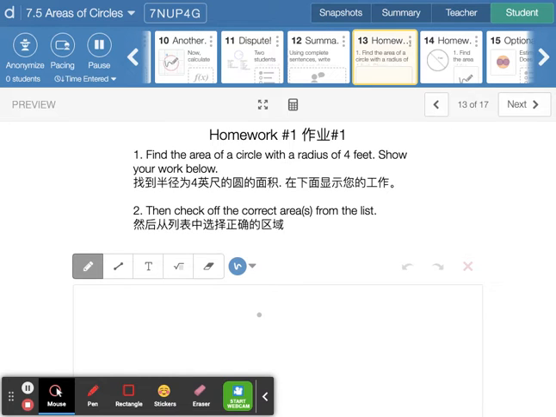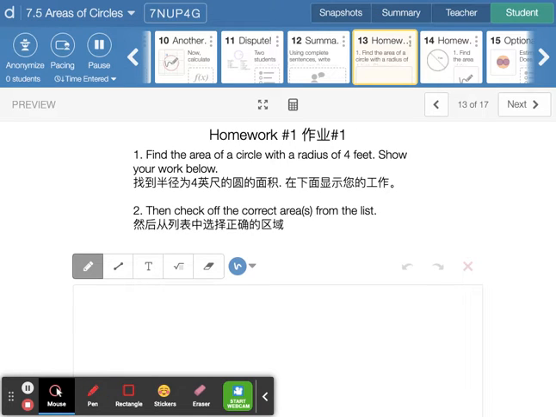Hi, this video is to help support you with the homework from the 7.5 areas of circles Desmos assignment. If you click on the link that's in your Google Classroom, it'll take you to your Desmos assignment. You're going to take notes on the piece of paper that you were given in class. If you don't have internet access and you're not able to get to the Desmos assignment, these two homework problems are on there, so you can still complete them and take a picture of your work to turn it in.